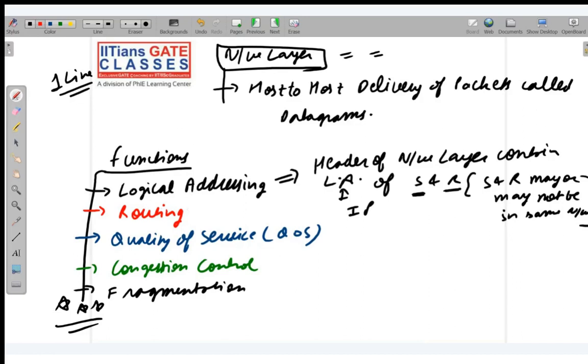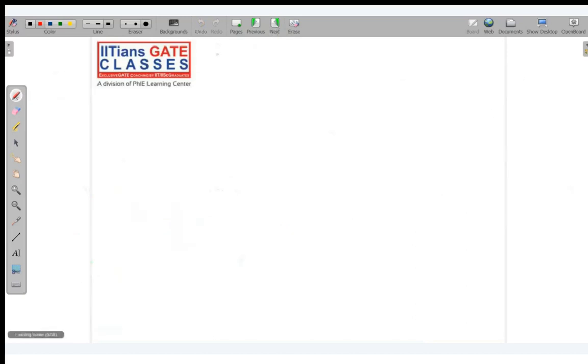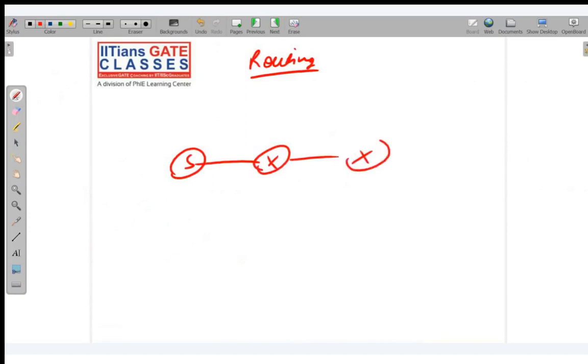Next is routing. Routing means, let me jump to the next slide. Okay, so see this. We have a sender here, some intermediate nodes, and here we have the receiver. Let us call these intermediate nodes routers. There are many intermediate nodes: passive hub, active hub, repeater, layer 2 switch, layer 3 switch, router, gateways, bridge and so on. When we dig deep into the subject, I will let you know all these things.